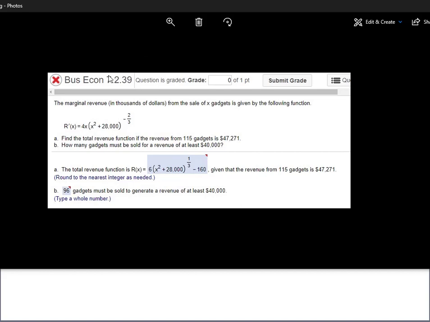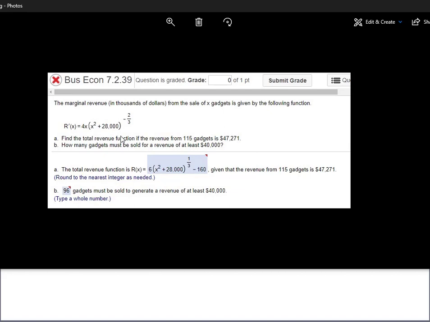We're looking at an application problem from section 7.2. We're given the marginal revenue. We're asked to find the total revenue given this information here and how many gadgets must be sold so that we get at least $40,000 in revenue. Okay, so keep in mind we're given marginal, we're asked to find total.